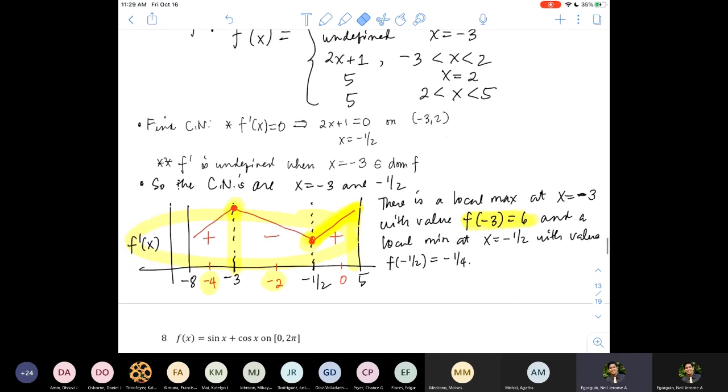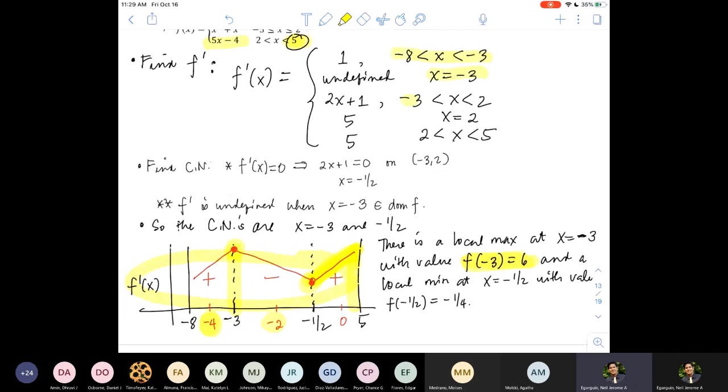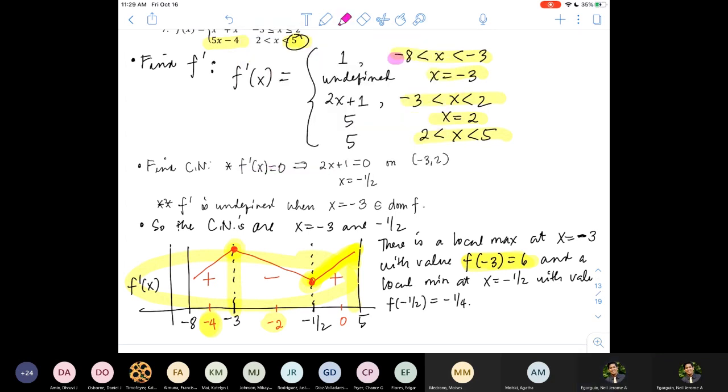So to answer your question, Sadia, I'm plugging into f prime. For instance, I want to plug in -4, right? First, I'll pick which of these conditions are satisfied by -4. So -4 will belong to this condition. So I'll be plugging into 1, but there's nothing to plug in, so the value is 1, so I got that positive sign.